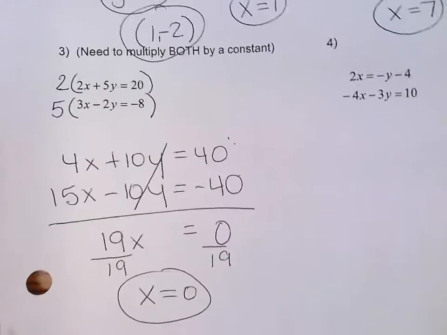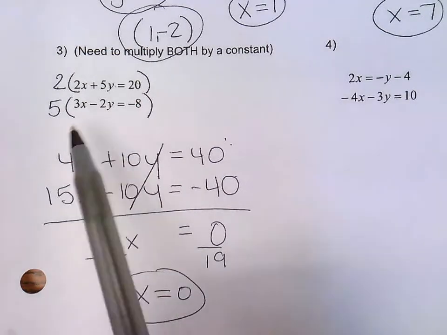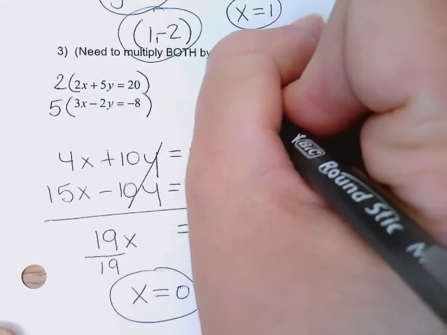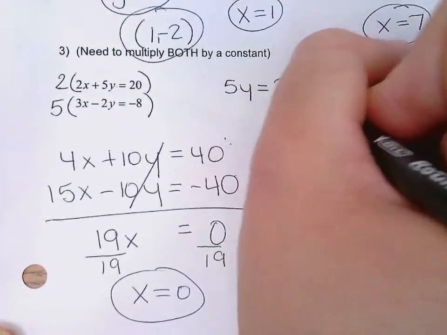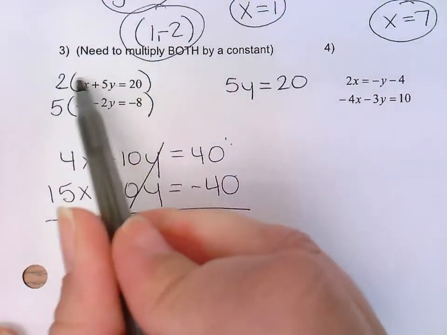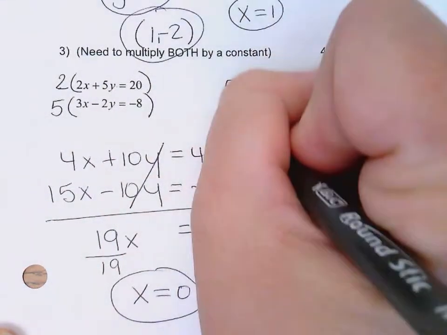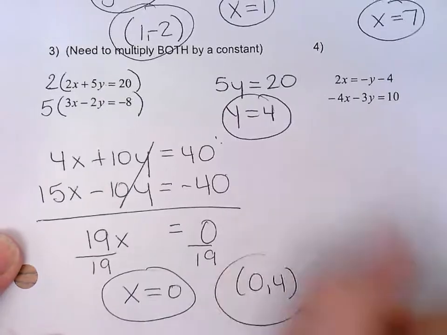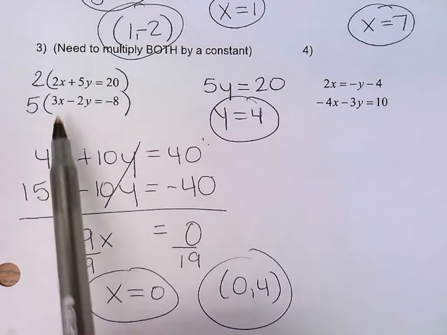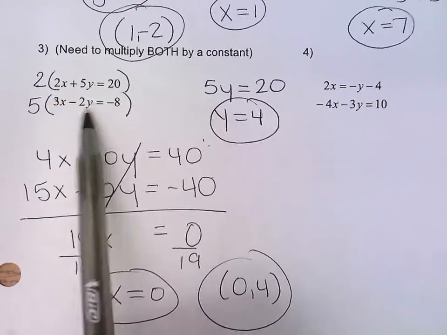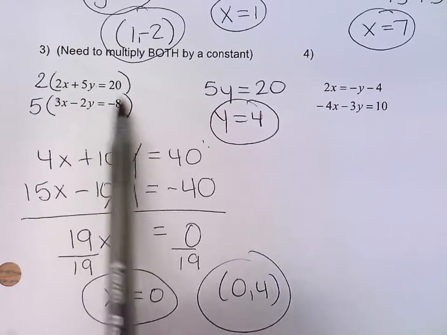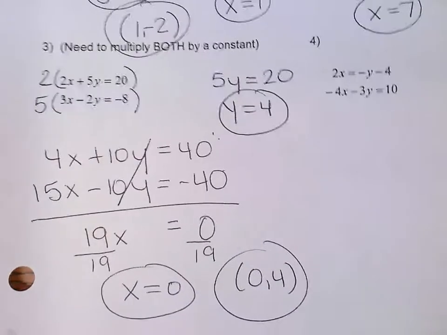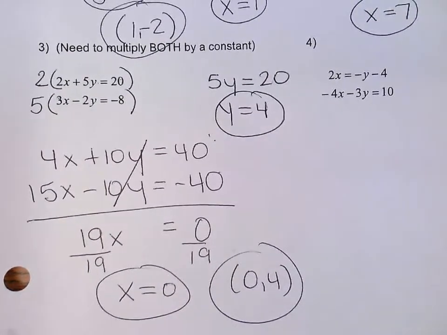So now I'm going to take my 0 and plug it into any of the equations for x. That would give me 5y has to equal 20 if I plug it in here. So if 5y is 20, then y would have to be 4. So (0, 4) would be my solution. Let's just double check. 0 here, 4 here would give me -8, -8. So that checks out. So that's a case when you have to multiply each equation through by a different constant.